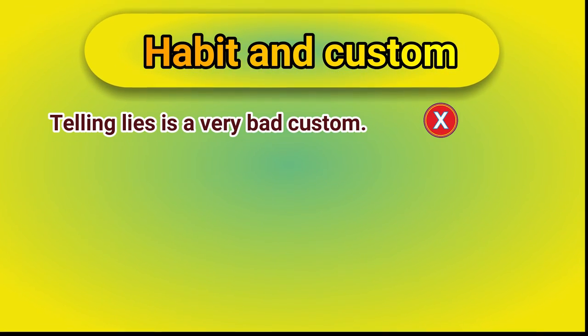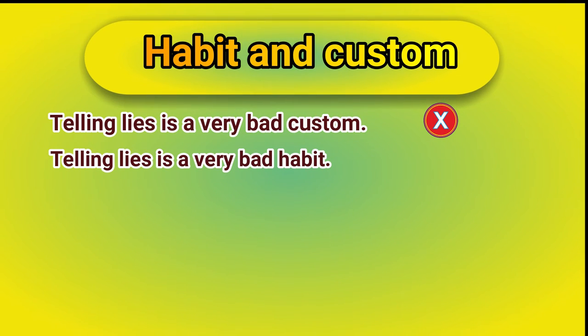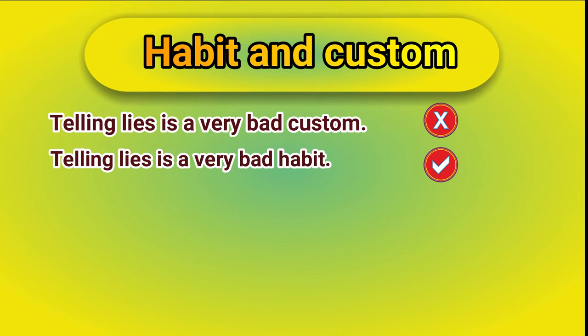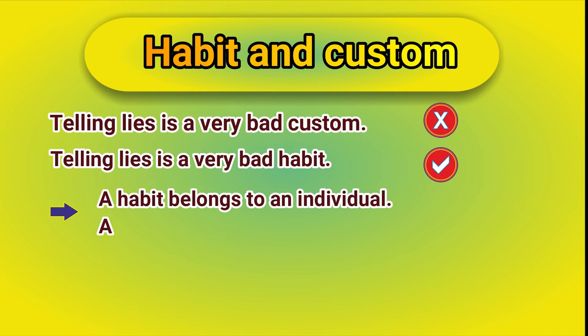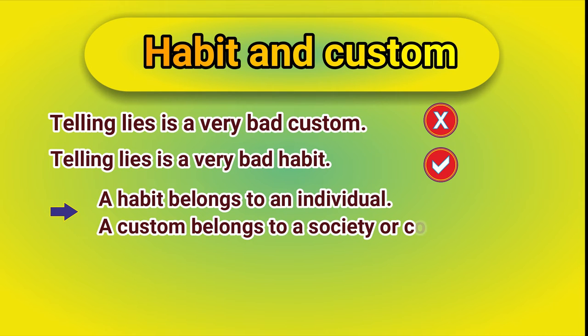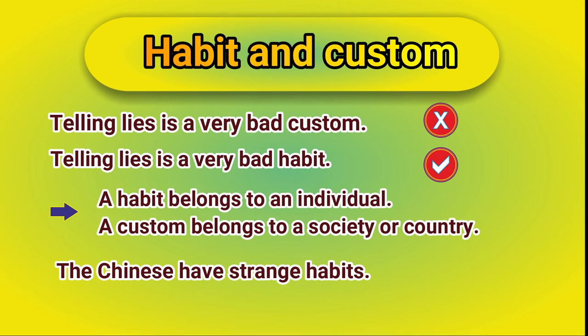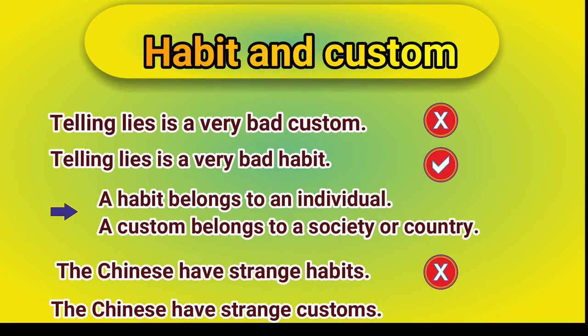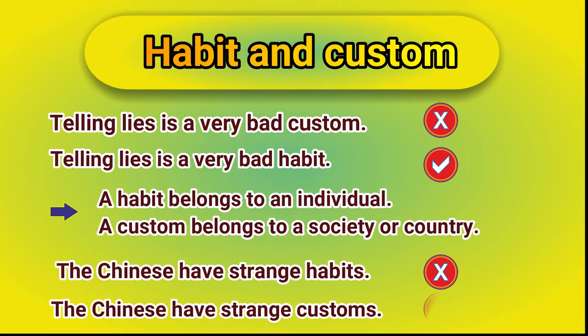Habit and custom. Telling lies is a very bad habit. So, teachers, telling lies is not a custom. This is a habit which an individual can carry. A habit belongs to the individual, but a custom belongs to the society or a country. For example, we say, the Chinese have strange habits. No, the Chinese have strange customs. Because we are referring to a society or a country.